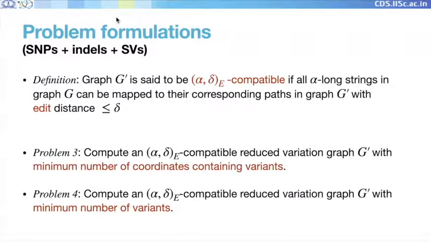Now, if we move to the case where the graph can contain SNPs, indels, and structural variation, we define alpha delta compatibility such that all alpha long strings in the graph G can be mapped to their corresponding paths with edit distance at most delta.